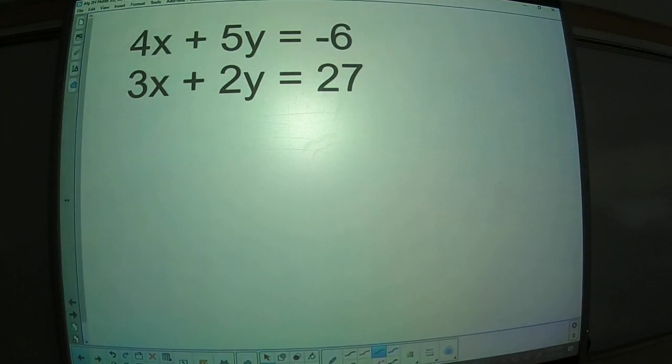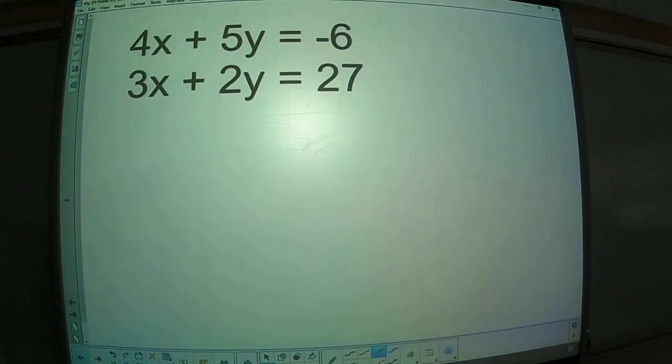In this one, it does not matter which variable we try to eliminate, because we have to multiply both equations by something to be able to eliminate one of the variables. Now, I'm going to choose x in this particular case. It does not matter which one, but I'm going to pick x.